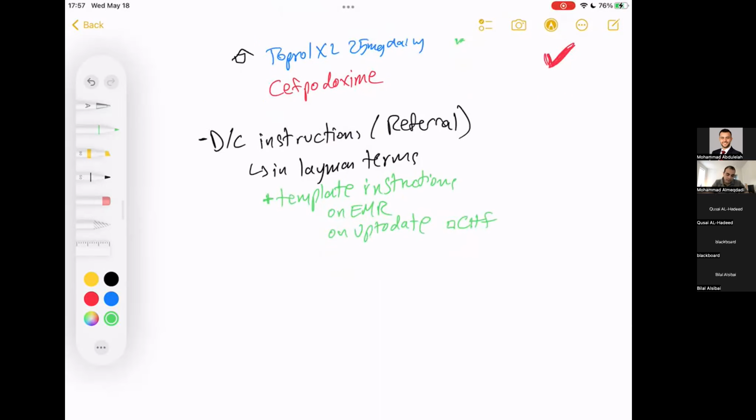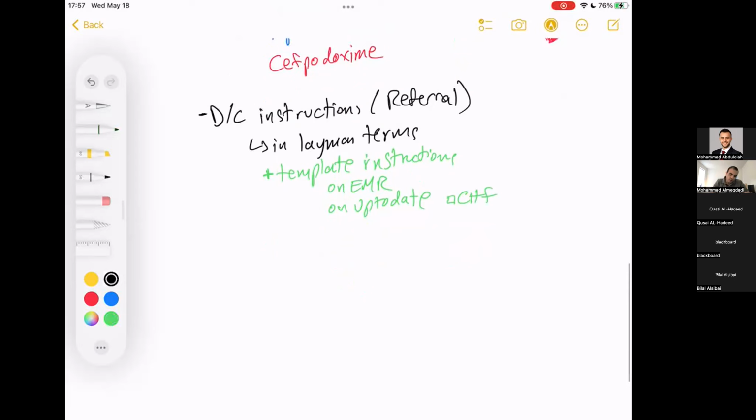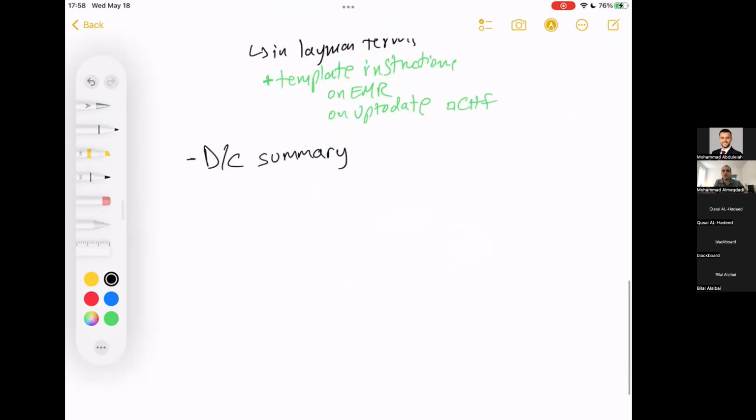And then finally, you or your resident, whoever, is going to write the discharge summary. Again, there's no right or wrong in writing the discharge summary, but there are some things you need to know about it. The discharge summary has a deadline.